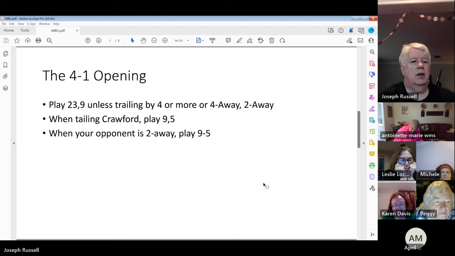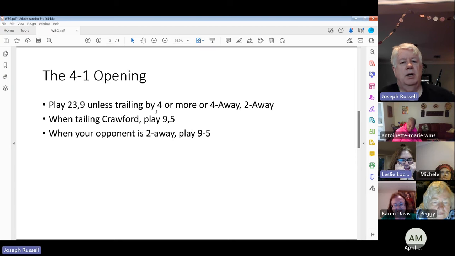So you play 23-9 unless you're trailing by four or more. So it's 0-4, 0-5, and 5-1. Again, remember, we're not talking about Crawford scores. With a 4-1, you play 23-9 unless you're trailing 4-0 or 5-0 or 5-1. In those cases, you play 9-5.